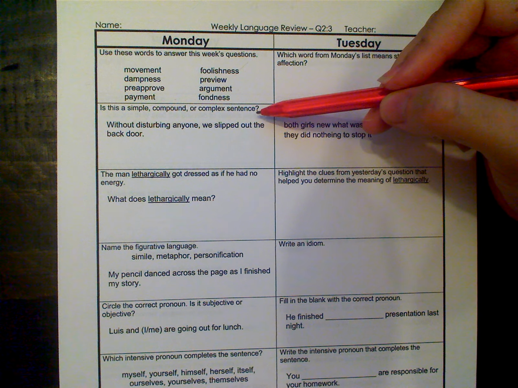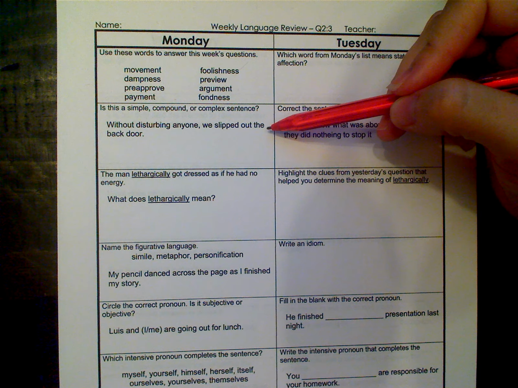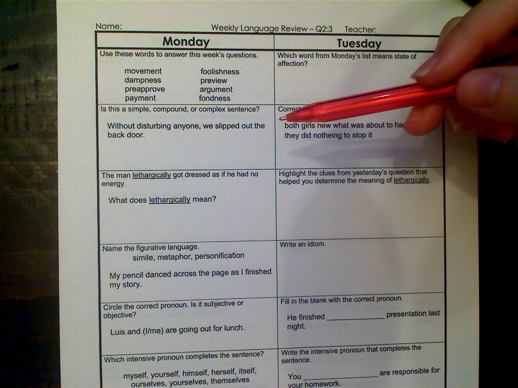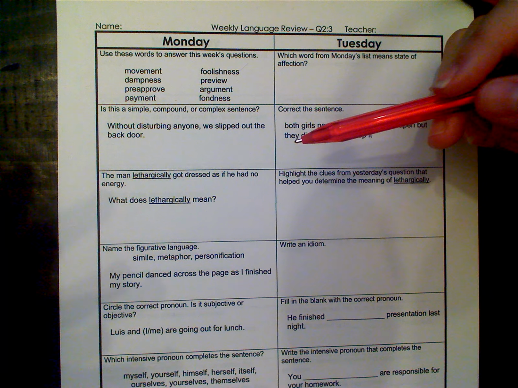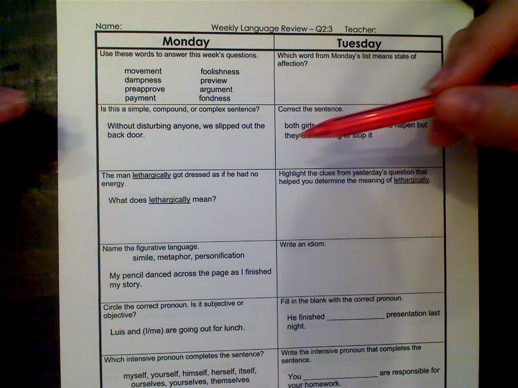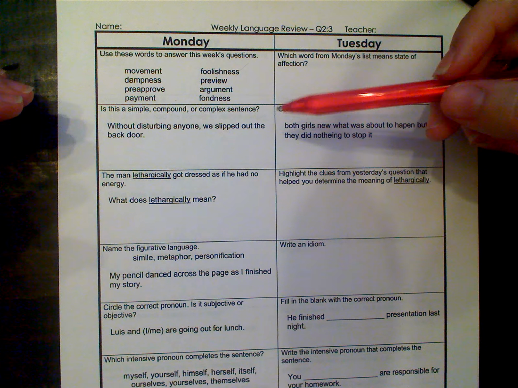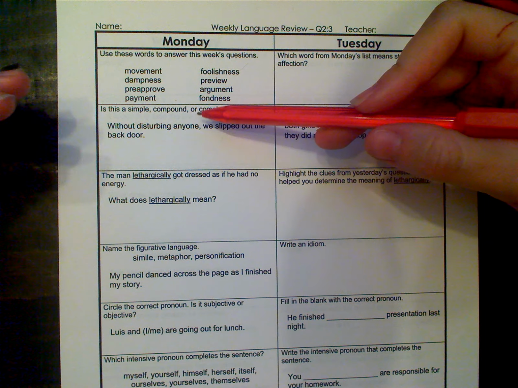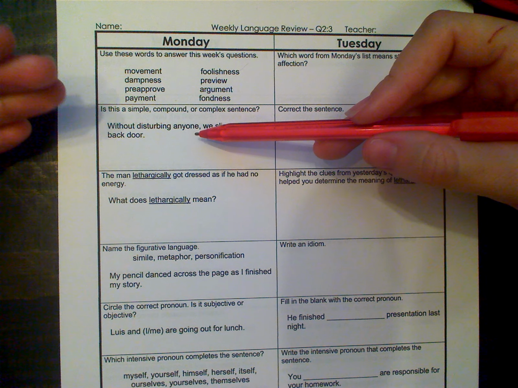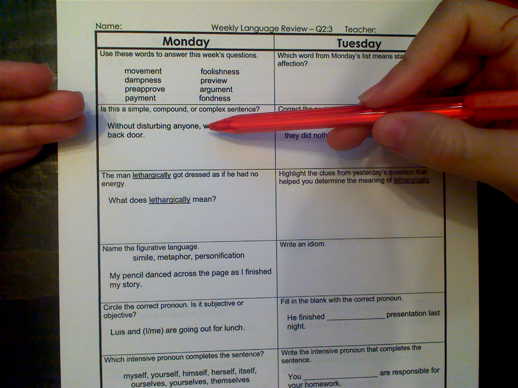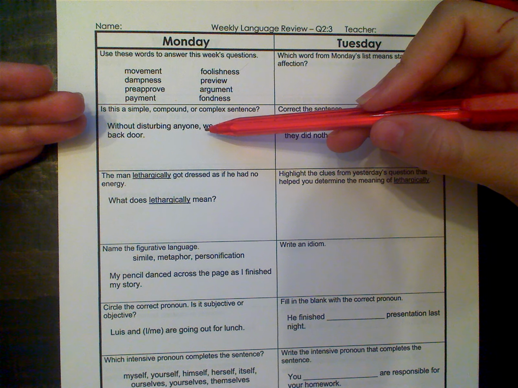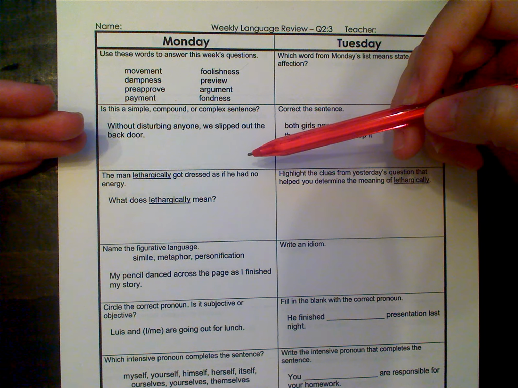So is this simple, compound, or complex? Without disturbing anyone, comma, we slipped out the back door. Remember that a simple sentence is typically just one sentence, no commas, usually short. It might combine 2 ideas, but it doesn't combine 2 complete sentences. In this case, we do have a comma, so we know it's either compound or complex. A compound sentence is when you have 2 independent clauses separated by a comma and a conjunction, or sometimes separated by a semicolon without the conjunction.